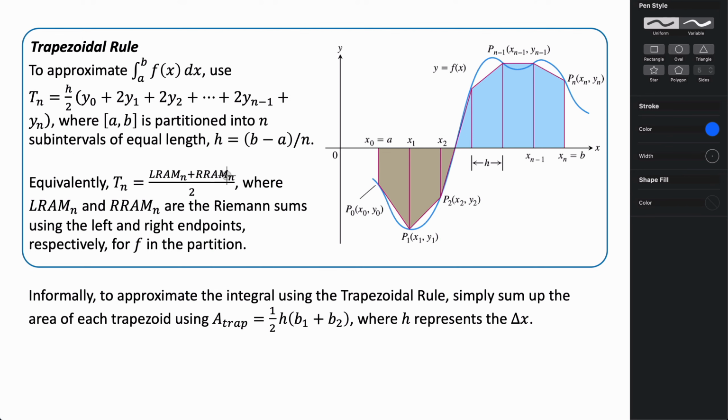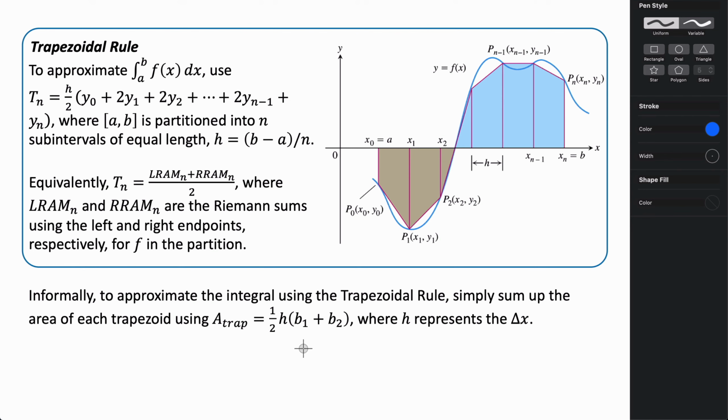One thing that you can also do is you could do the left rectangular approximation and the right rectangular approximation, and you could find their average. And the average of the left rectangular approximation and the right rectangular approximation is actually going to be equivalent to your trapezoidal approximation using the trapezoidal rule. So basically, we can informally say that the trapezoidal rule is essentially using trapezoids to approximate the integral by just adding up the area of all of our trapezoids.